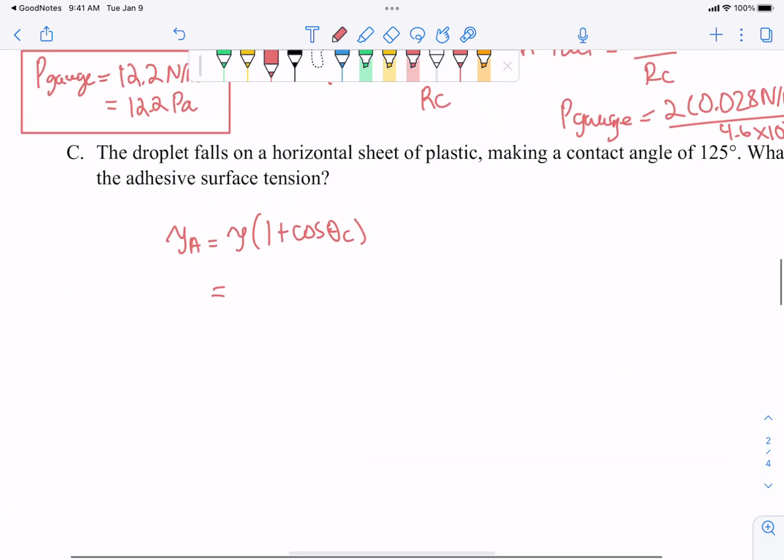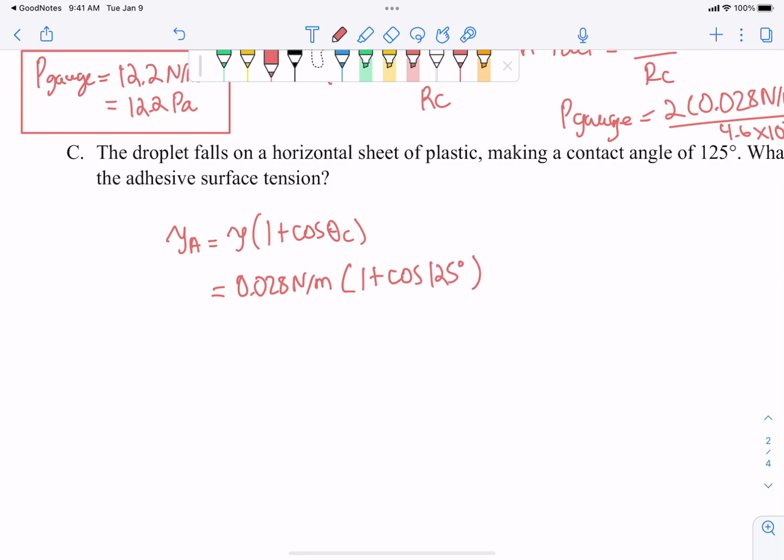So we can just throw in our 0.028 newtons per meter times 1 plus cosine 125 degrees, and that should just give us our adhesive surface tension. And let me calculate it as well, just to double check my answers. I got around 0.012 newtons per meter. Yep, 0.0119 as well. And that should be your adhesive surface tension there.